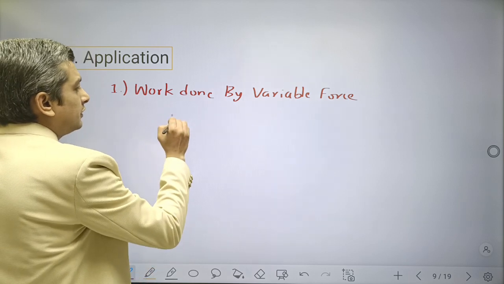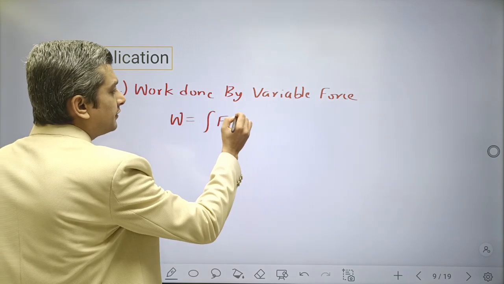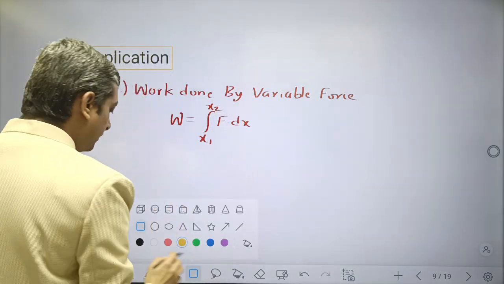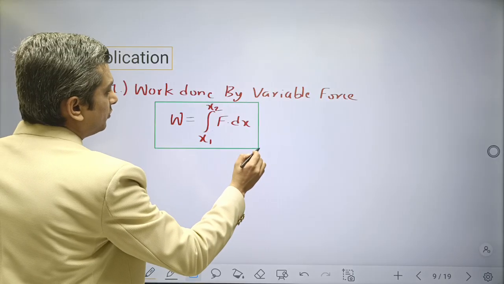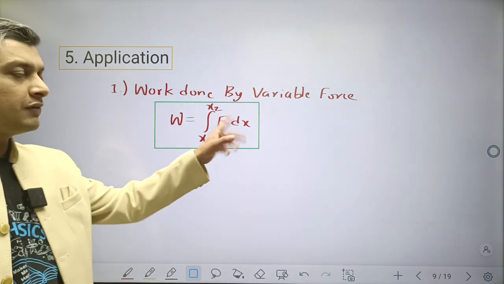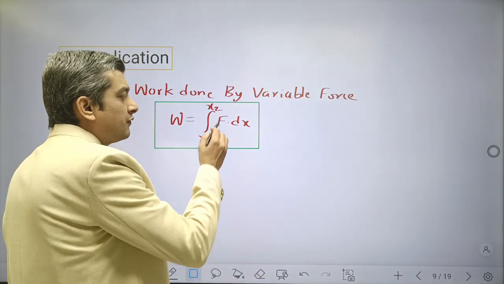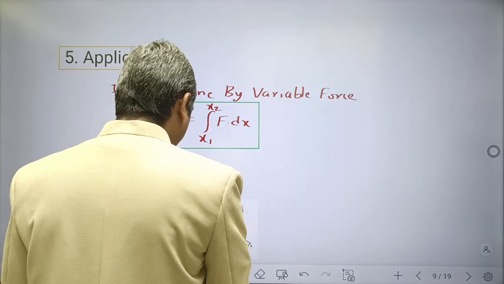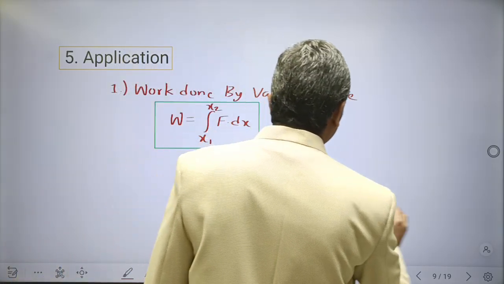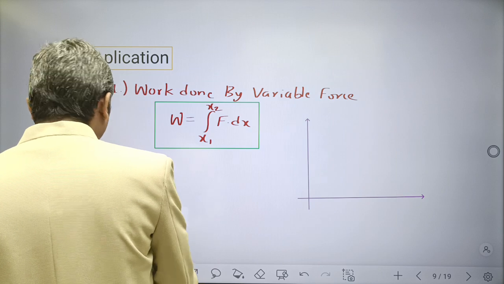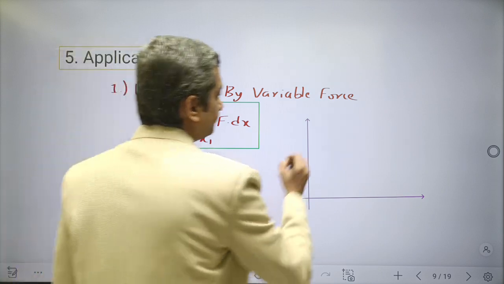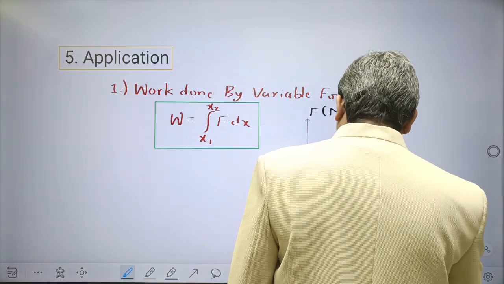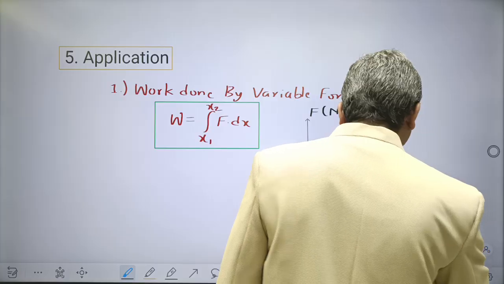So we have the formula, integral of F dx from x is equal to x1 to x2. This is a very important formula, dear students. This is the formula of work done. Now this is in the format of integral y dx. In place of y we have force here, and in place of x we have x, that is displacement. So if I plot a graph like this one, this is the force axis, representing force in Newton, and this is representing x, that is displacement, in meter.